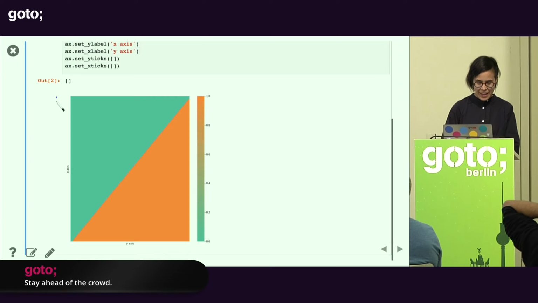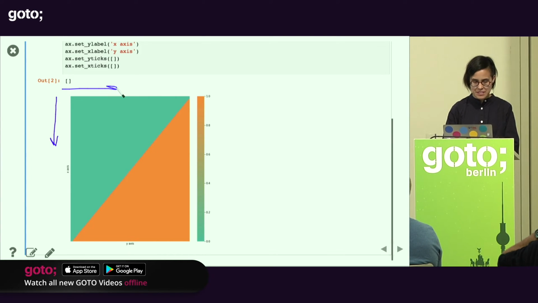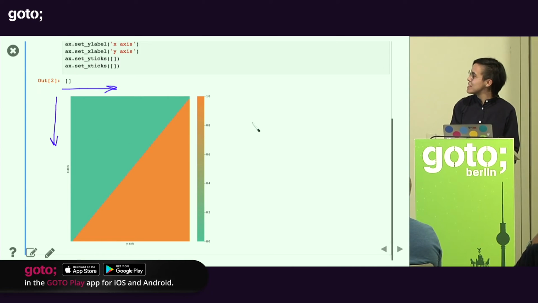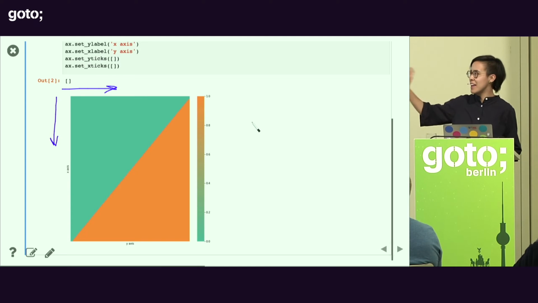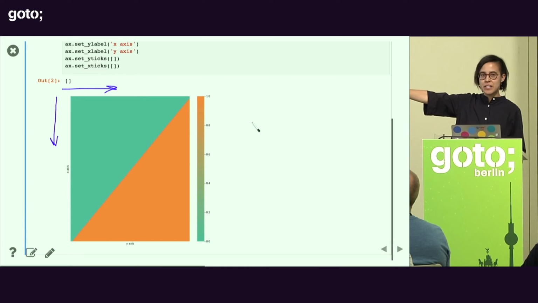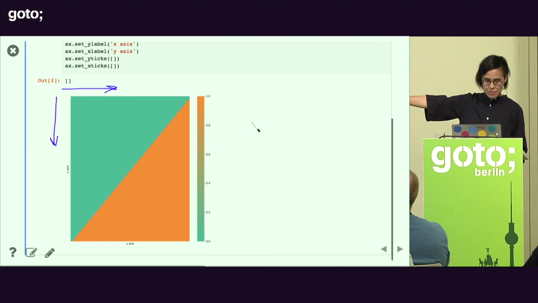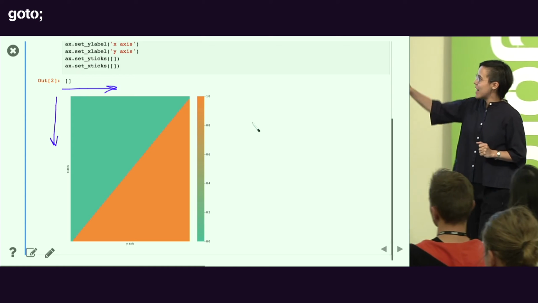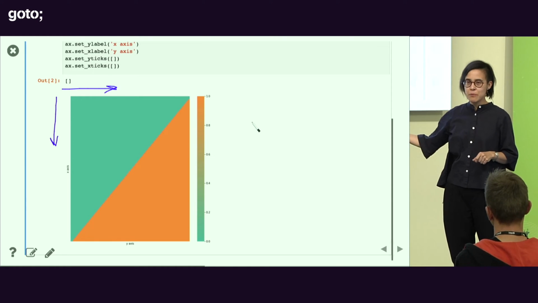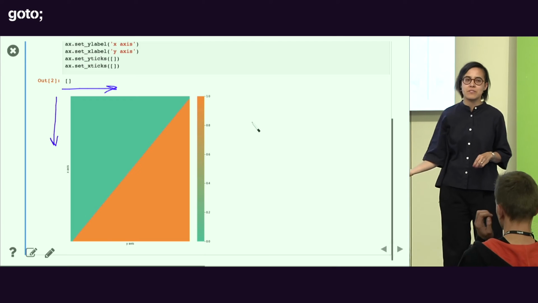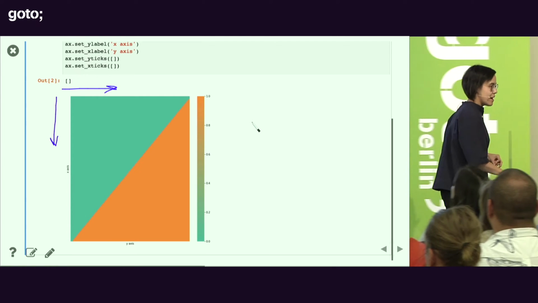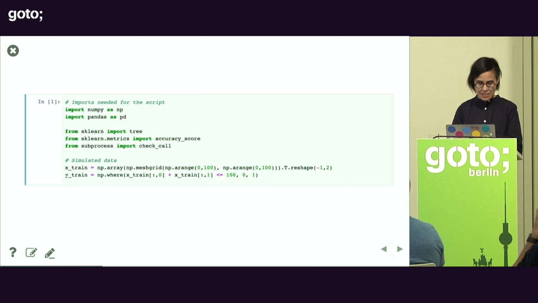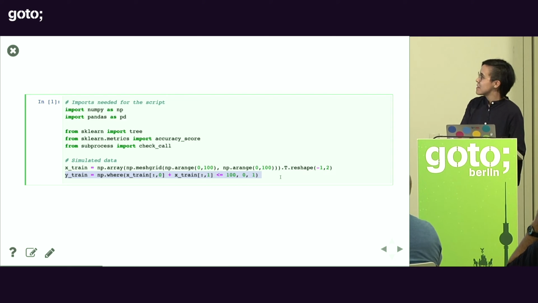So now this is my x-axis, and this is my y-axis. And every data point here is basically a combination of x and y value, and either green or orange, 0 or 1. So that's my input and output. So it's very simple, really. If x plus y is larger than 100, then it's one class. If it's smaller than 100, then it's the other class. And I could generate this data set literally on one line. This is the line where I'm generating the data set.